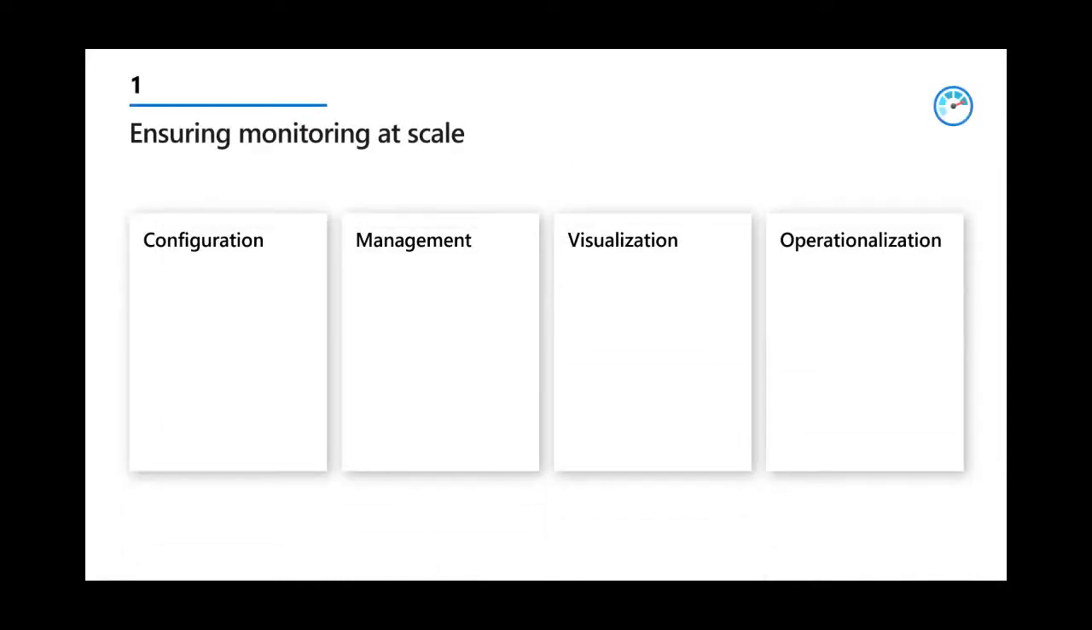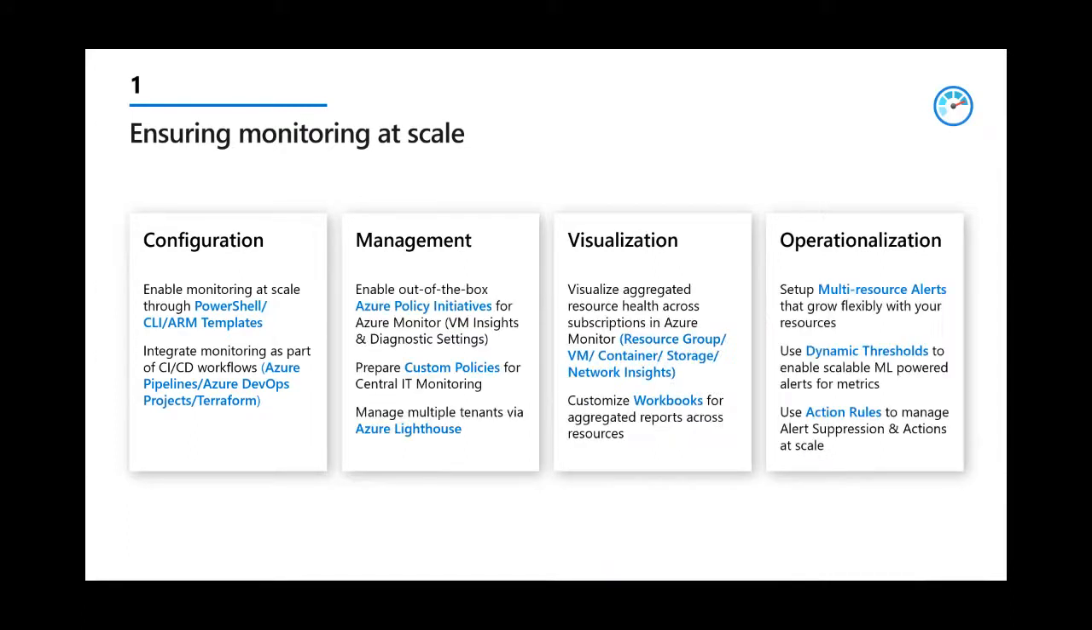On the best practices here, and something that you should consider when we are talking about monitoring and monitoring at scale, especially, are these things. First of all, in terms of configuration, you will want to enable monitoring at scale. So you will want to be able to do this automatically. You don't want to add VM by VM or application by application every time you are deploying something new. So you will want to have an automatic approach to this.